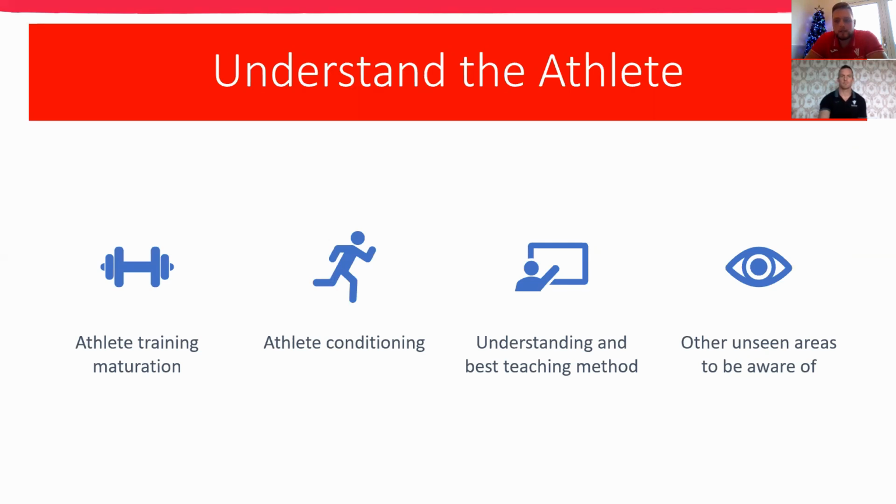So understand the athlete, and we'll come back onto the next one. The athlete's training maturation is, when we go into the weekly setup in a moment, you know, how long has he been training? What has he done previously? And Mike has played other sports, but not to the extent that he is training right now, 2 to 3 times per week in athletics. Athlete conditioning, understanding, and the best teaching method. We touched upon that in terms of visual and verbal, and then other unseen areas to be aware of. So obviously we touched upon it with Mike, there's that F38 para-athlete class, so we have to be aware that it does affect his coordination. Okay, the next one, Finn.